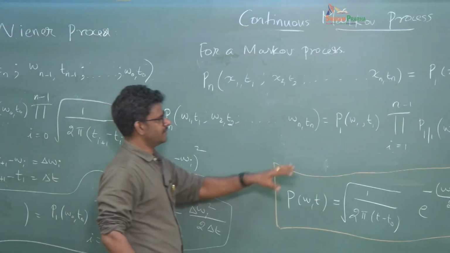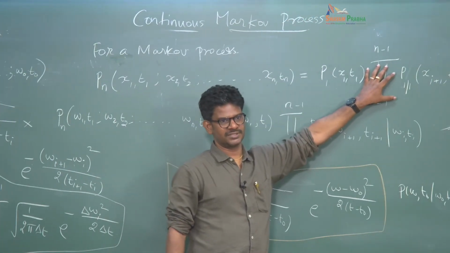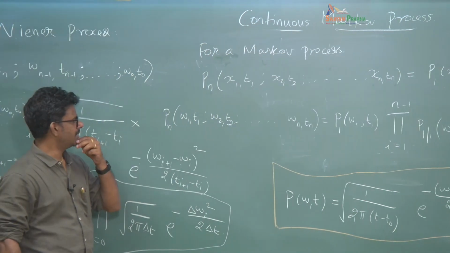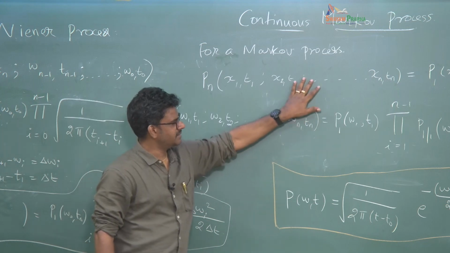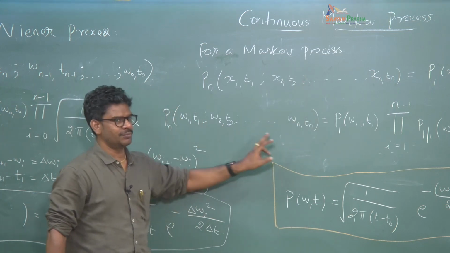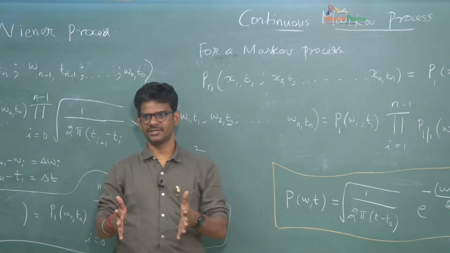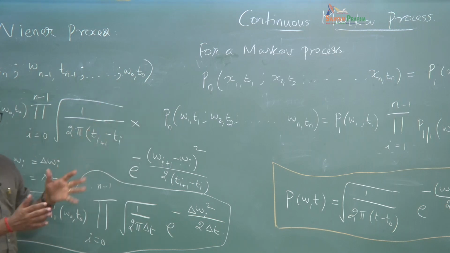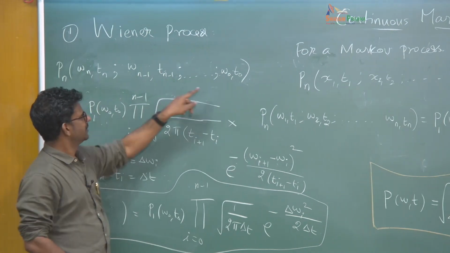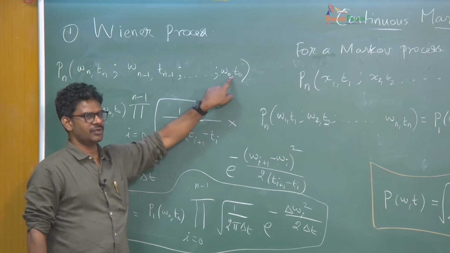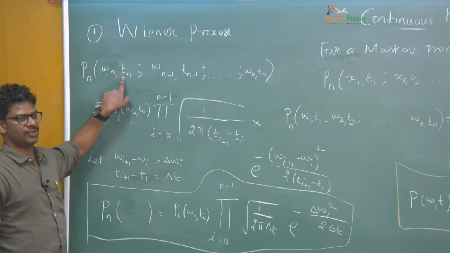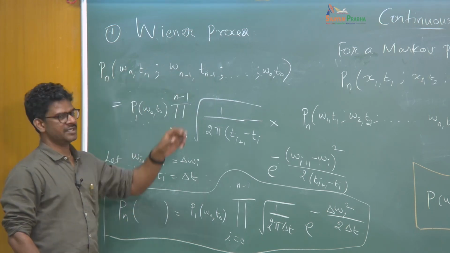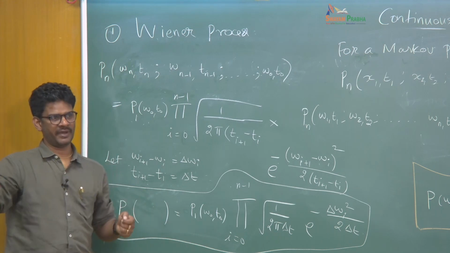Now what I am doing is taking this Markov property and writing it for a Wiener process. I am just writing the same formula, but instead of x I am using w, because I am talking about a Wiener process with the characteristic functions a and b chosen already. I am writing it a little differently, changing the order, because I know the initial position is w0 at t0 and I am going all the way up to wn at tn. I am asking what is the probability of finding this trajectory of n points.